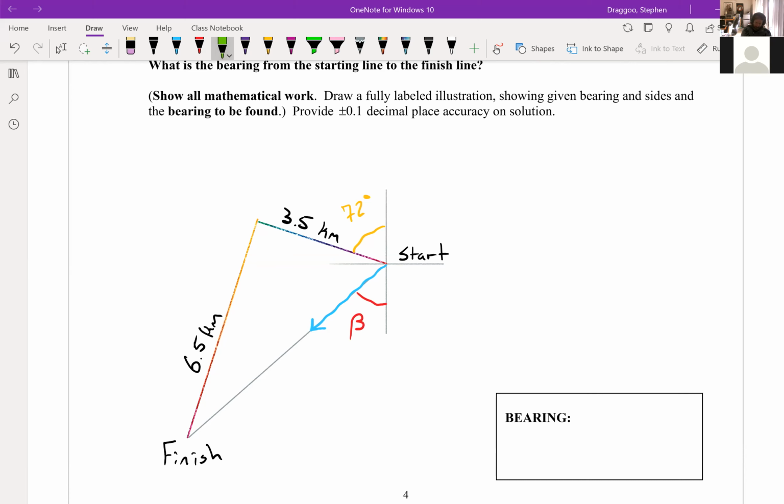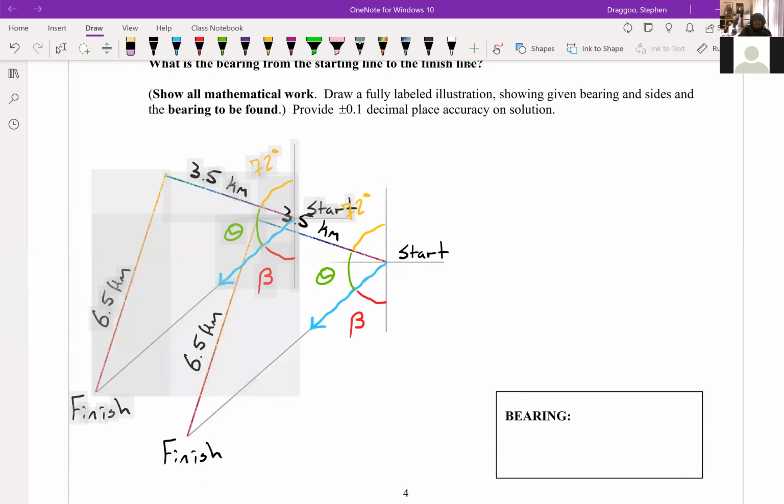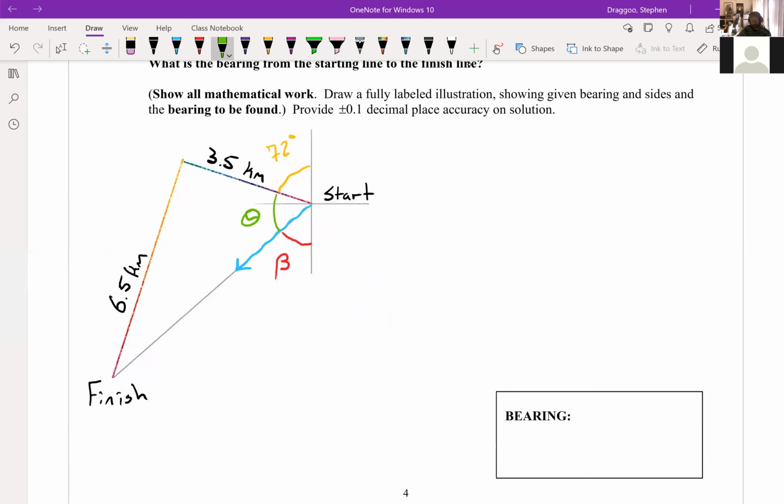Don't forget, bearings always have to be measured from the north-south line. And then I've got this angle on the inside of the triangle that I'll call theta. For clarity's sake, I'm just going to move this up and to the left a little bit. So, if we want to get beta, the bearing angle, we should hopefully notice that I would get 180 degrees if I added up all three angles, the yellow, the green, and the red. So that initial 72 degree bearing angle plus theta, which is the interior angle of that triangle we constructed, plus beta, the bearing angle that I'm hoping to solve for. If I want to get beta by itself, I would first need to know my green angle theta.